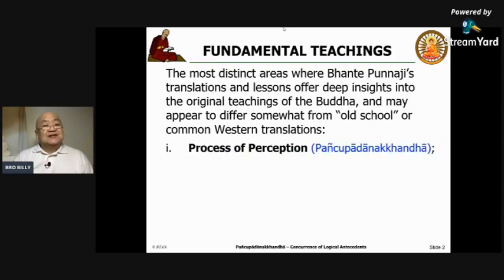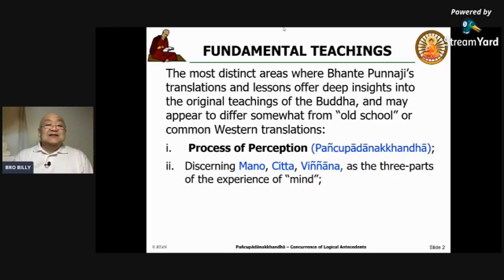These are, firstly, the process of perception, Pancha Upadana Kanda or Pancha Kanda, commonly called the 5 aggregates. Bhante calls it the 5 constituents of the process of perception. So I'll just call it process of perception in short.